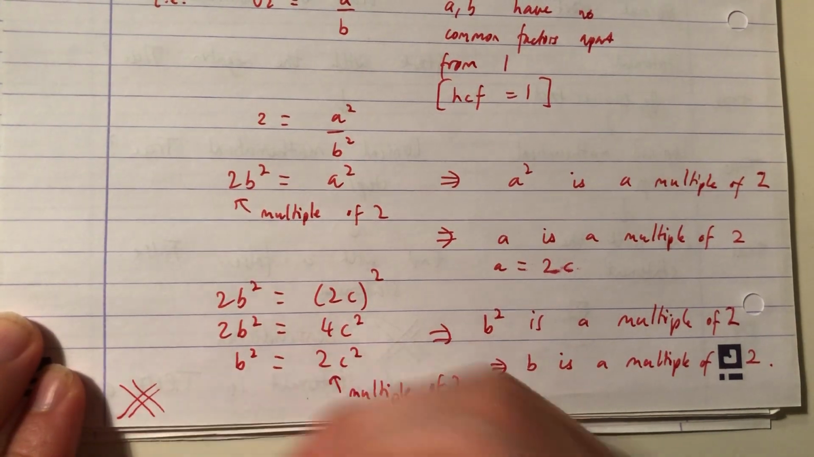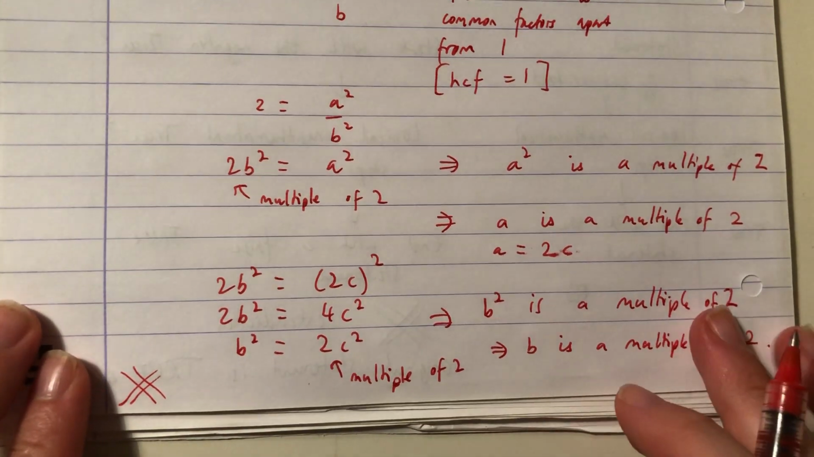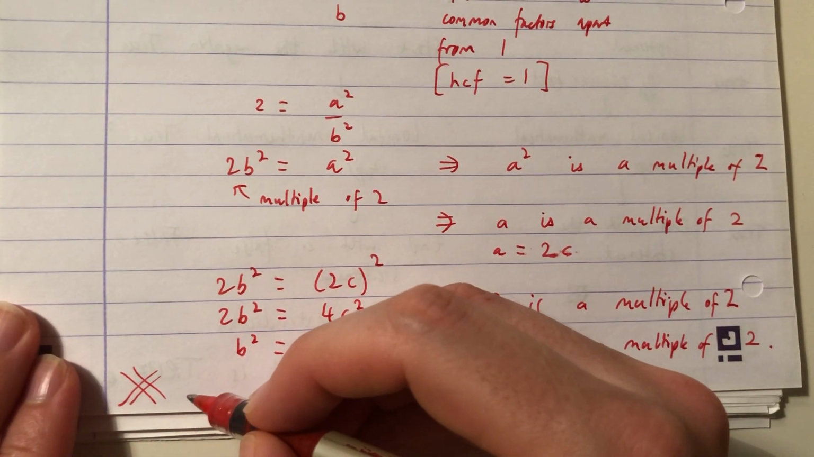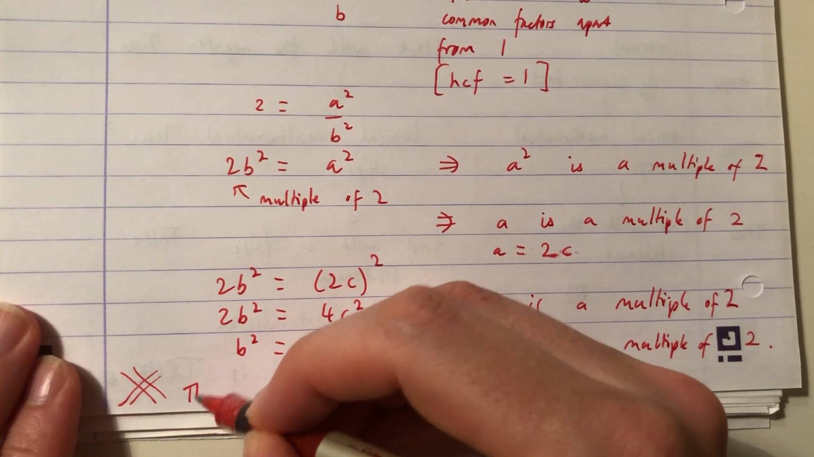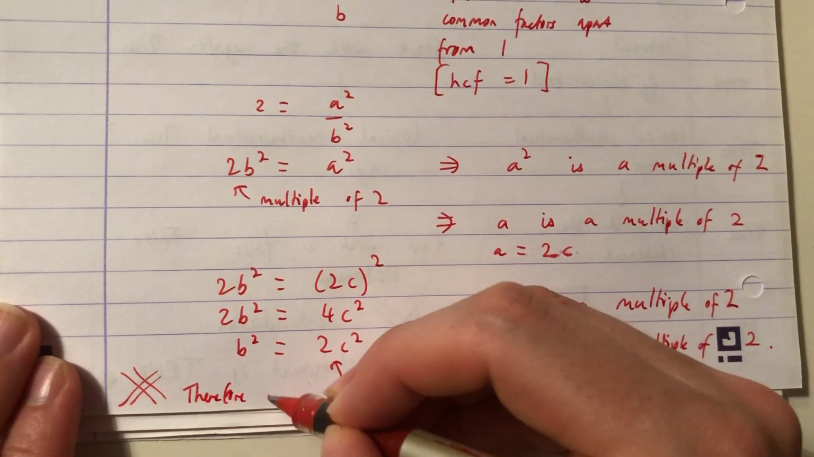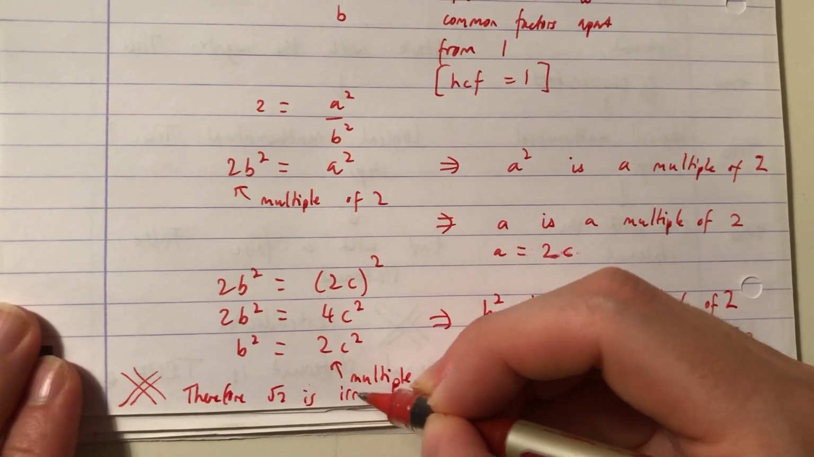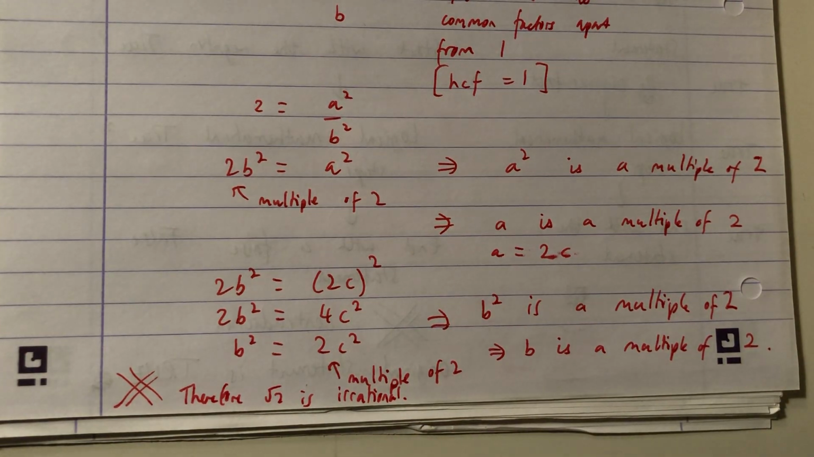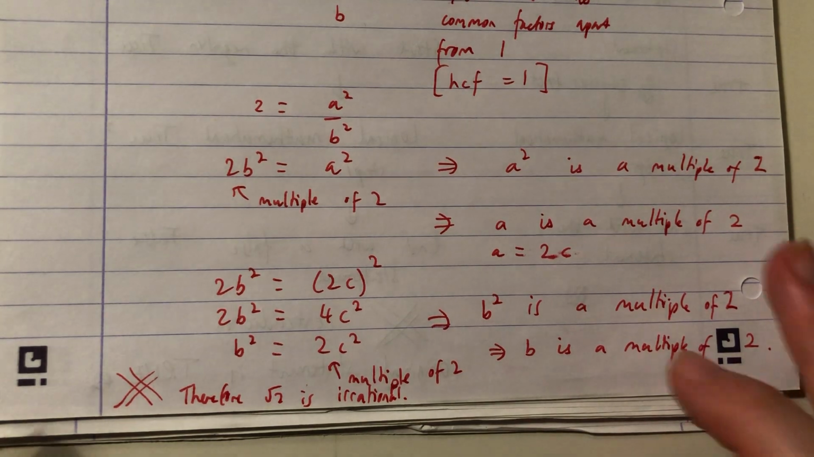So, contradiction. And then you can finish off the proof by saying, therefore, root 2 is irrational. And that would be how to prove a surd is irrational. Exactly the same proof for every single one, effectively.